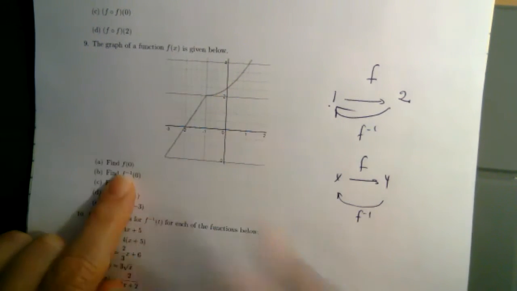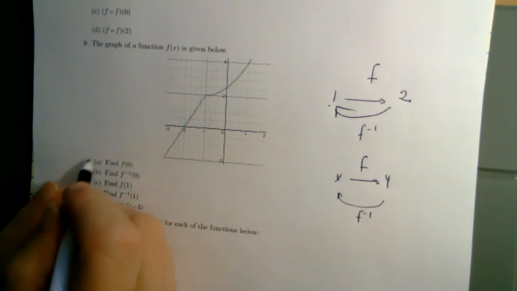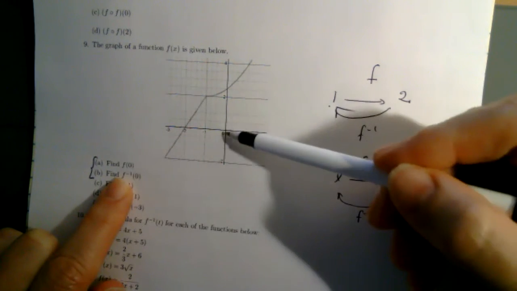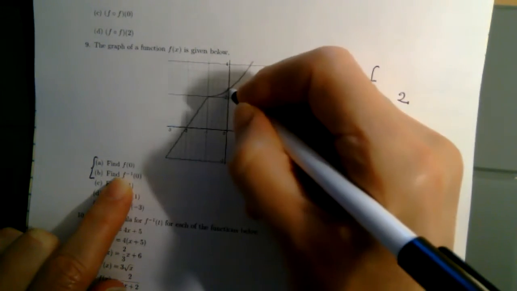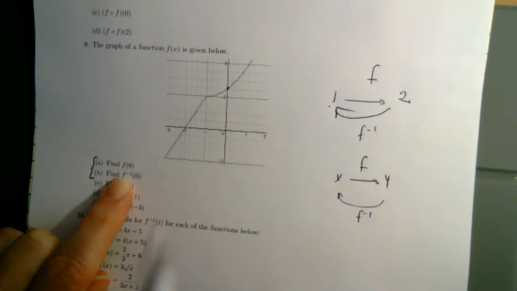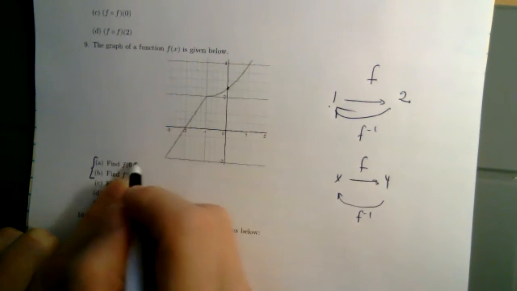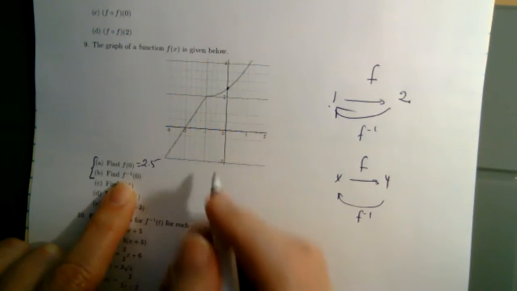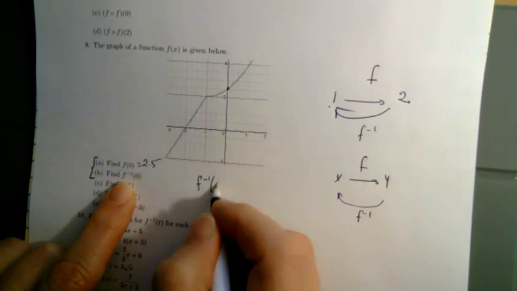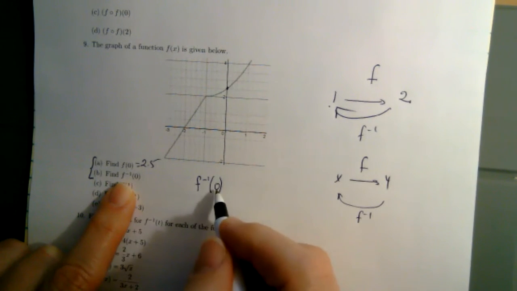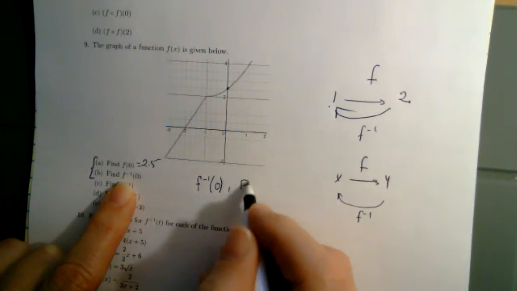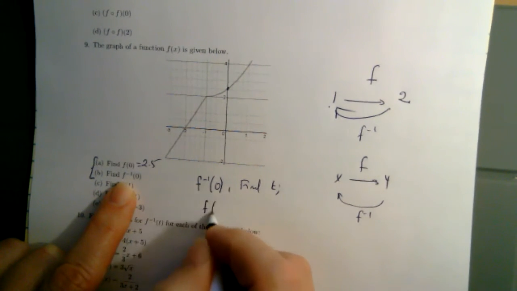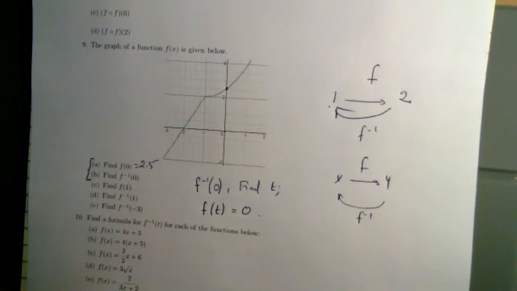So this is the graph of a function. I'm going to do the first two problems, A and B, to remind you of f inverse. f of 0 means what's the output at 0. If this is 0, that's the output at 0. According to my picture, that seems to be 2.5. What is f inverse of 0? So what does it mean to find f inverse of 0? It means we need to find the input t such that f of t equals 0.